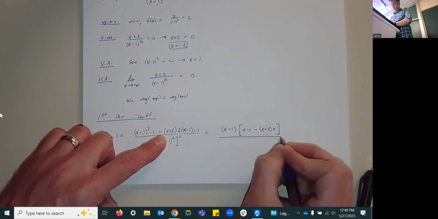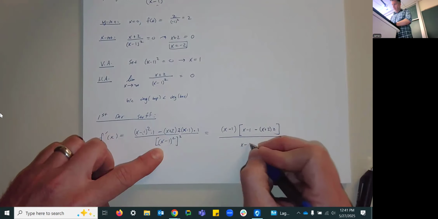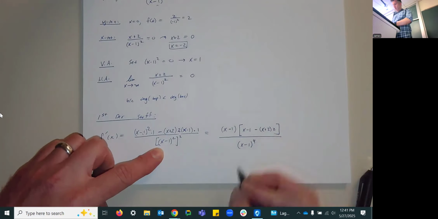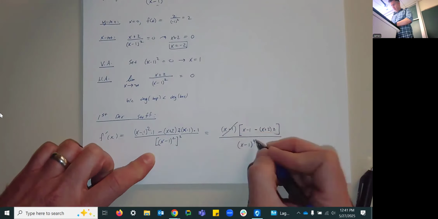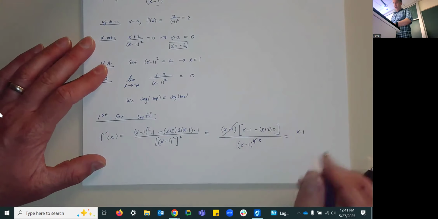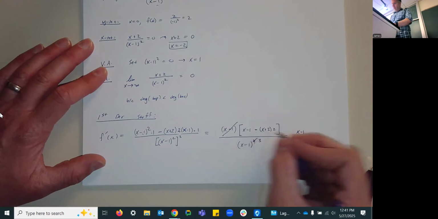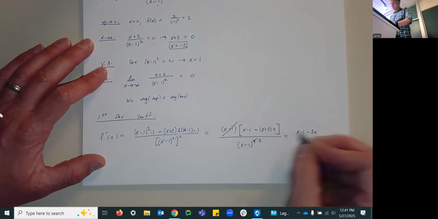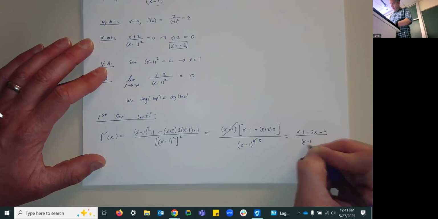And the denominator, we have x minus 1 to the fourth. And now you can see that one of those x minus 1s cancels with one of those. Simplifying the stuff in the brackets, we have x minus 1 minus 2x minus 2 times 2, which is 4, all over x minus 1 cubed.